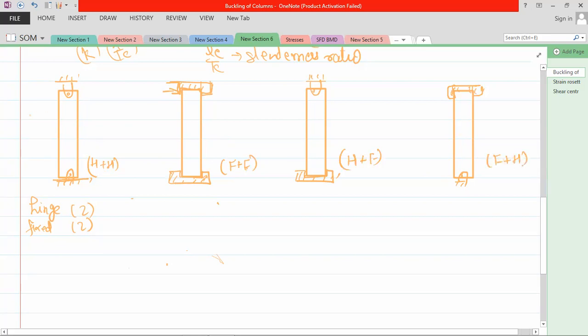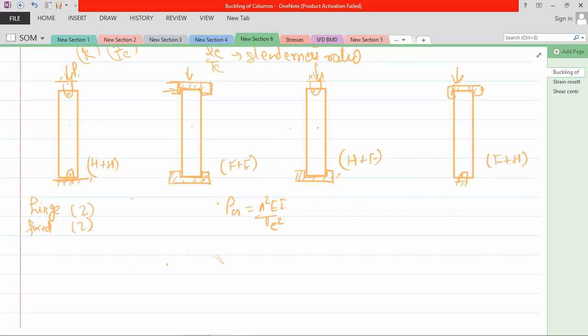Now suppose P force is acting at this hinge, at this fixed support, at this hinge, and here. So you know that the load P critical is equal to pi square EI upon LE square. Now every configuration will produce different critical loads. That means the buckling load, the minimum force that will initiate or cause the buckling, is different for different bodies. Now, for different boundary conditions, what is the meaning of that?